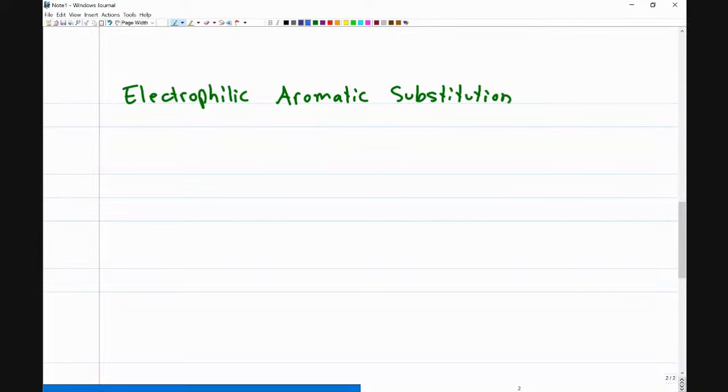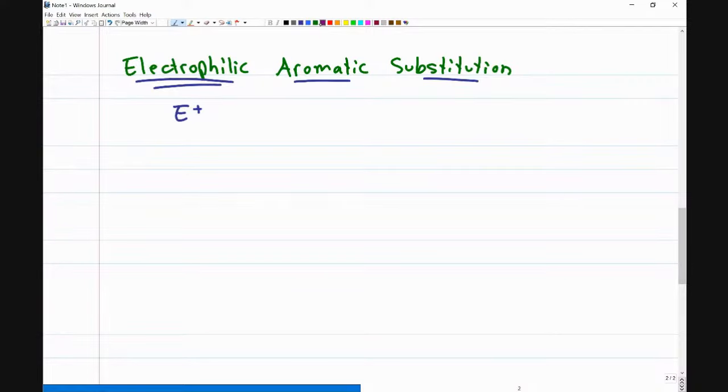First, before we go into the reaction, let's talk about what this actually means. When we're looking at something electrophilic, we're looking at an electrophile, which I like to write as an E+. This is something that is positive or partially positive and attracts electrons, electron loving. Aromatic substitution is when we're substituting onto an aromatic compound, for example, benzene.